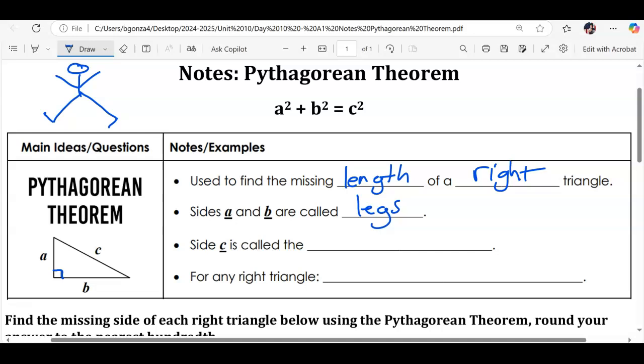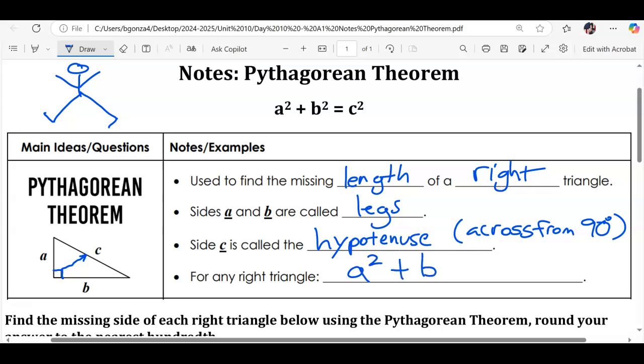So this is where people mess up. Which one is C? C is across from 90. It's called the hypotenuse. It's across from the 90-degree angle. So for any right triangle, the Pythagorean theorem is a squared plus b squared equals c squared.